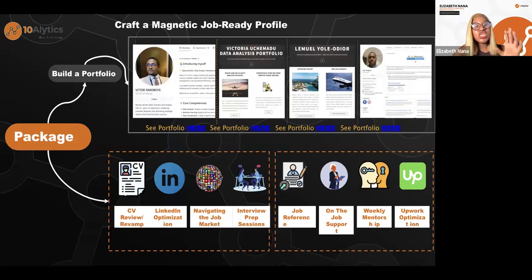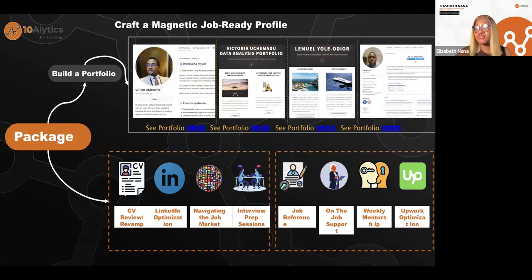All right. Now, in order for you to be able to package yourself, right, in order for you to be able to have a magnetic profile, a job-ready profile, you want two things. You want to first build a portfolio and you want to be employable. That's where employability skills come in. If you don't have employability skills, you're not employable. If you're not employable, nobody's employing you. I'm sorry, but that's the truth, right? Especially if you're looking for high-paying jobs.